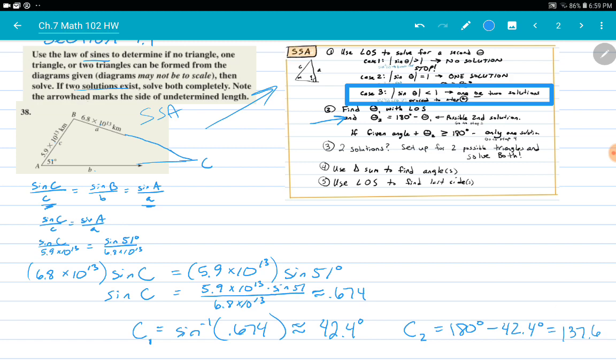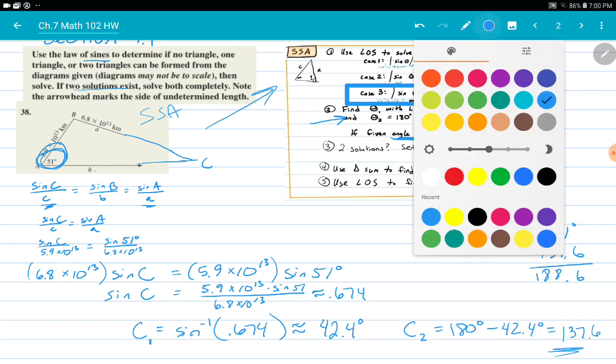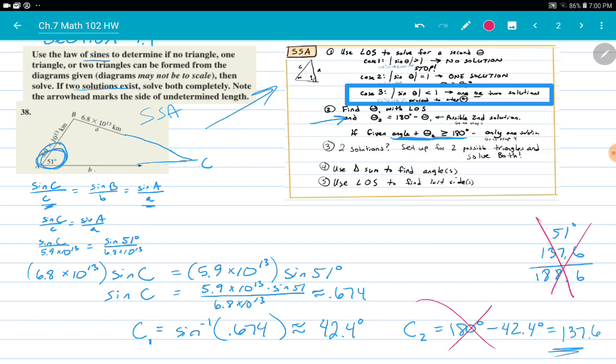To find out if that is a possibility, if that second angle with the angle we already have is more than 180 degrees, then that's too big and it's not going to work. So we already have 51 degrees. Add that to 137.6, and I get 188.6, which is too big. So that tells me this is not a possible solution after all, and I actually only have one possible solution with C equal to 42.4.